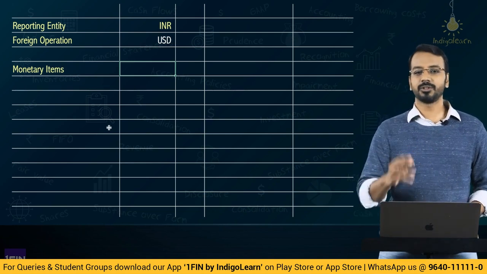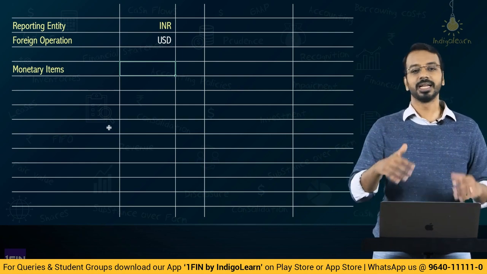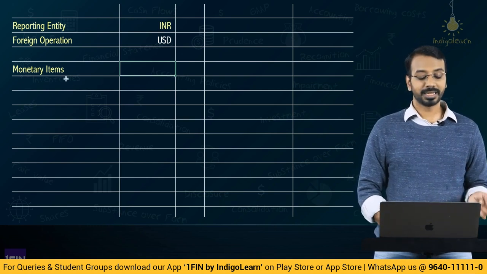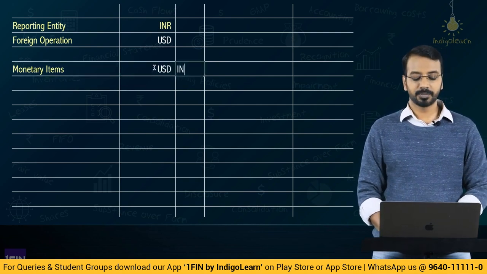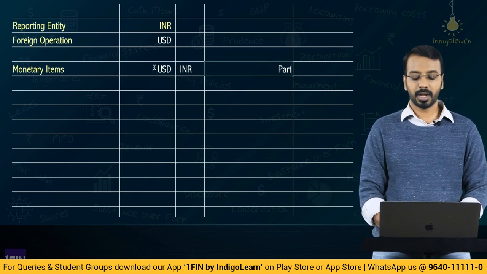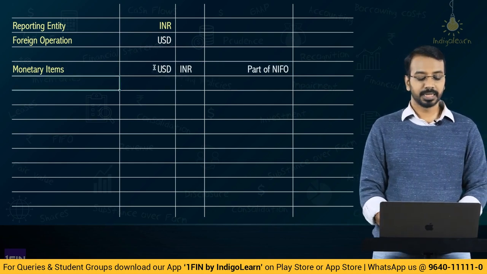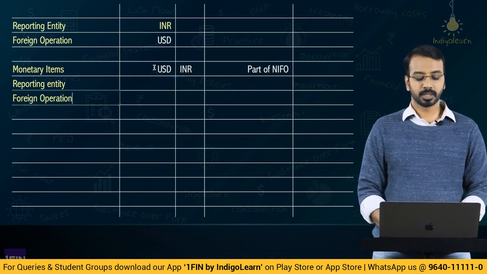If they are not a part of NIFO, then no need to break your head. Whatever is the gain or loss, you will calculate it, take it to the independent P&L, and after that there is no further treatment. But let us say there are monetary items denominated in either USD or INR, and they are part of NIFO. Now, when they are a part of NIFO, in the reporting entity there will be a gain or loss. In the foreign operation, there can be a gain or loss.